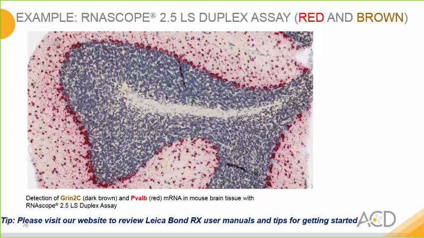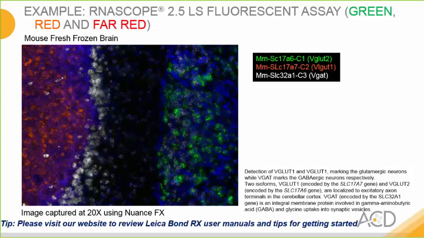Okay, so here's an example of the RNAscope 2.5 LS duplex assay showing GRIN2C in brown and PVALB in red in the mouse brain. And then here's an example of the RNAscope 2.5 LS multiplex fluorescent assay using fresh frozen mouse brain. So shown here are the neuronal markers, VGLUT2 in green, VGLUT1 in red, and VGAT pseudo-colored in white.